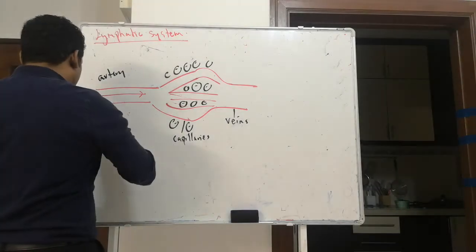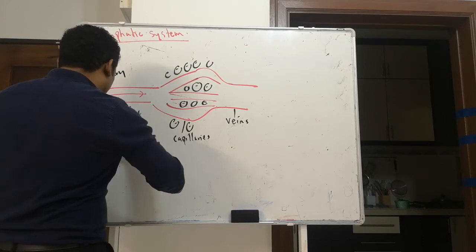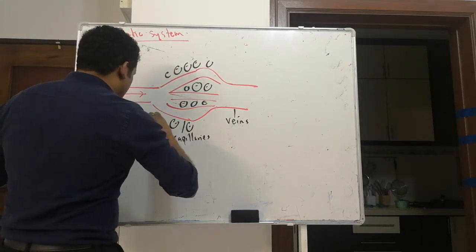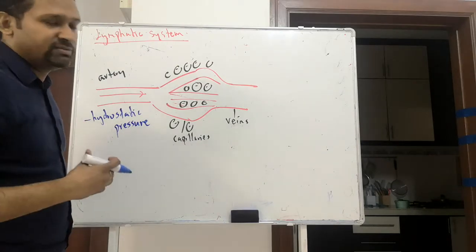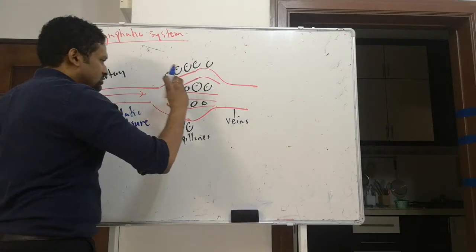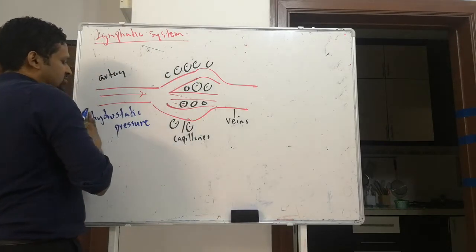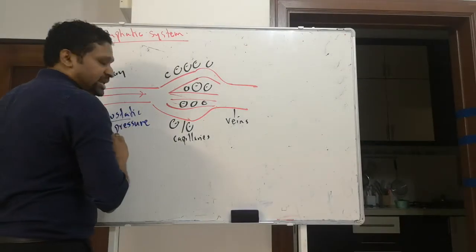will change is hydrostatic pressure. What is hydrostatic pressure? Hydrostatic pressure is pressure change due to the diameter of the blood vessel. This one is a large blood vessel, this one is a small blood vessel. So as the blood rushes from high pressure to low pressure, the hydrostatic pressure will change.